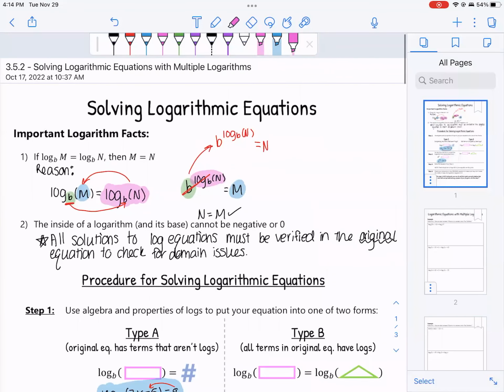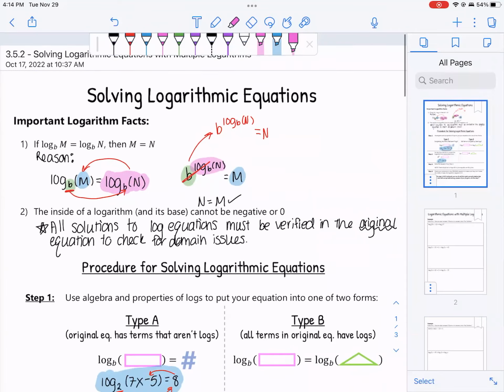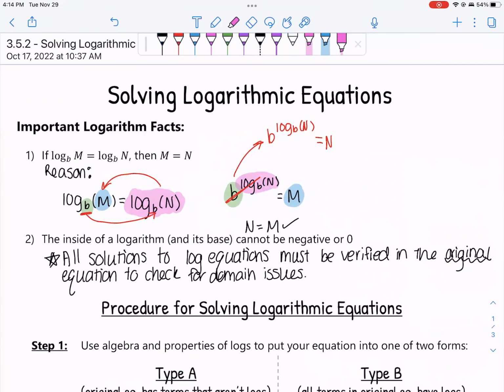Solving logarithmic equations with multiple logarithms. All right, in the previous video, we talked about solving logarithmic equations that contain only one logarithm. We went over some information here. It's important information, but in case you didn't watch that video, the big important things were if we have a logarithm equal to another logarithm of the same base, then we could actually just say that the insides are equal to one another. We proved that.